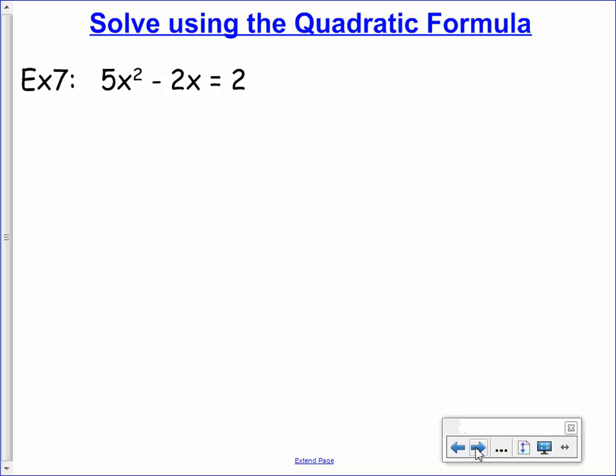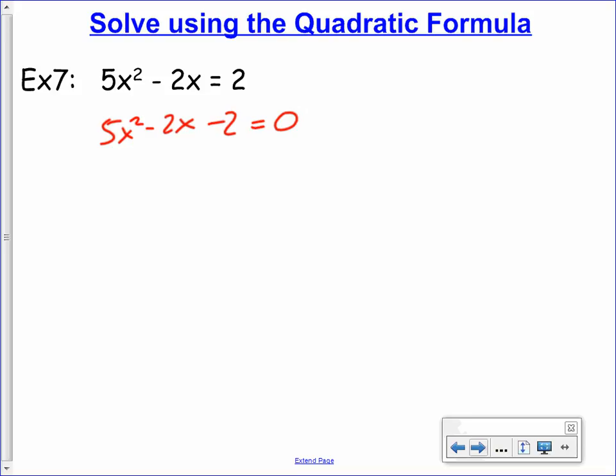The question is, what happens if the A isn't 1? Do you have to slip and slide? No. The formula incorporates the A into it. The A is already in the formula. So, here we go. We set this equal to 0, so it's 5x squared minus 2x minus 2 equals 0. There's no GCF.